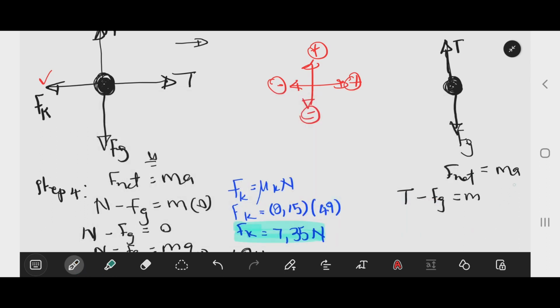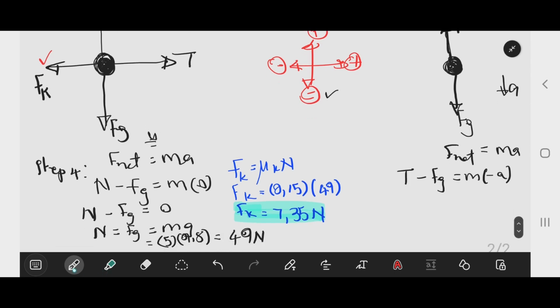Because it is a vector quantity. And this object is accelerating downwards, right? And downwards, in this case, it is negative. So that would be negative a, because we have to stick to our directions, and acceleration is a vector quantity.